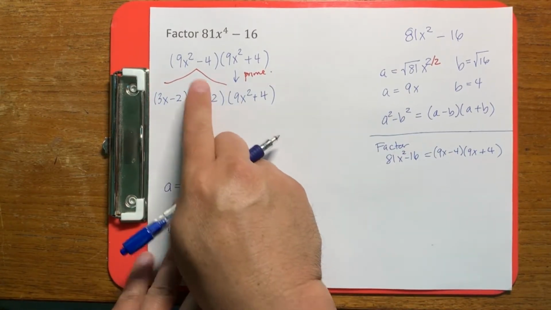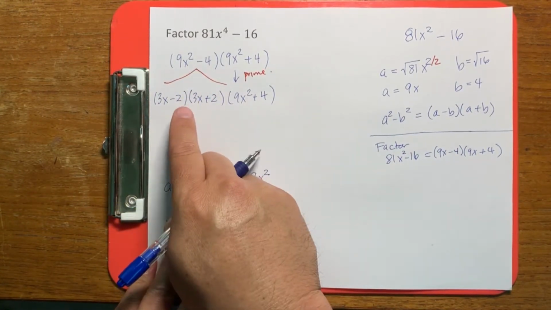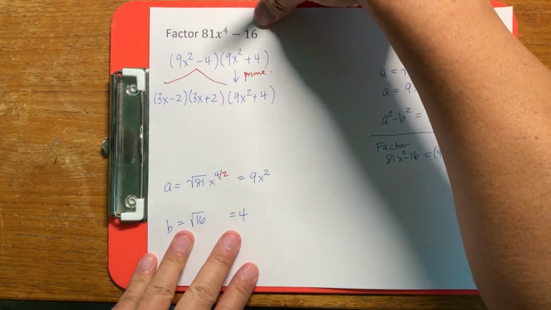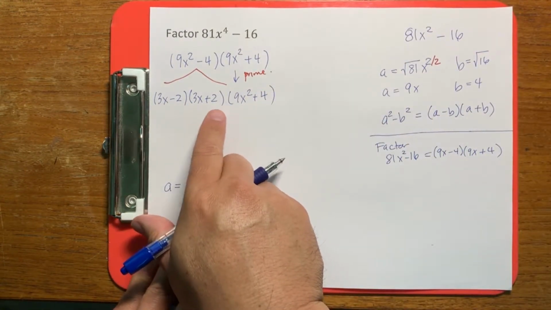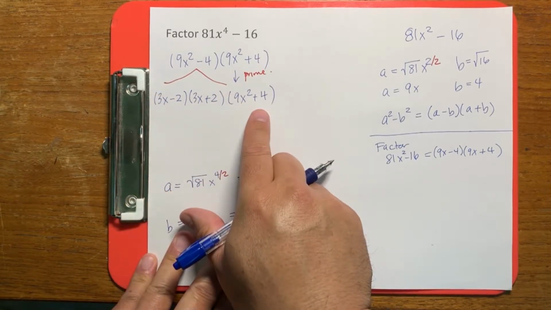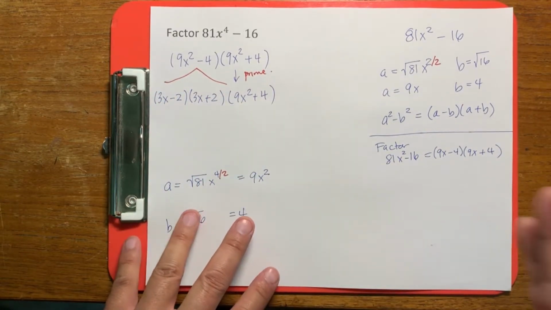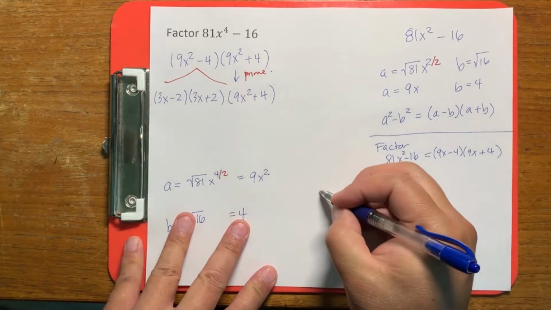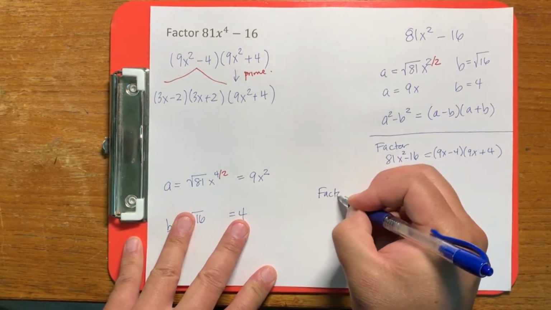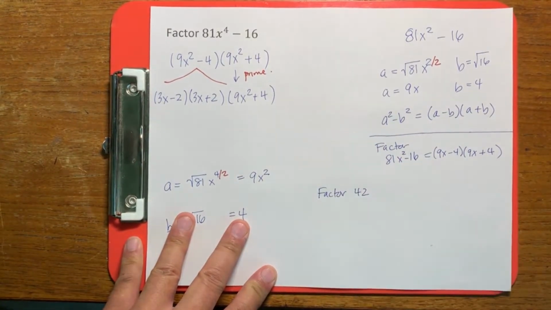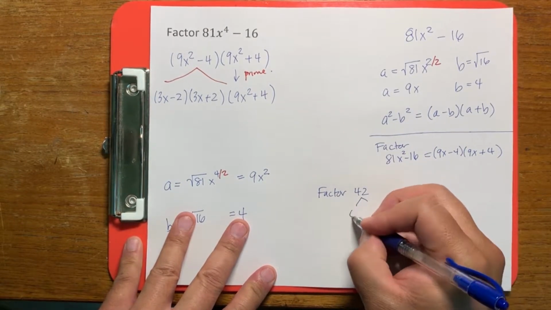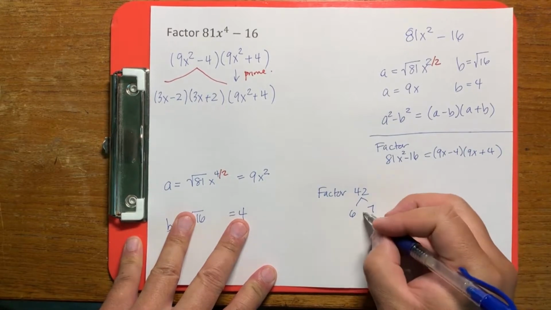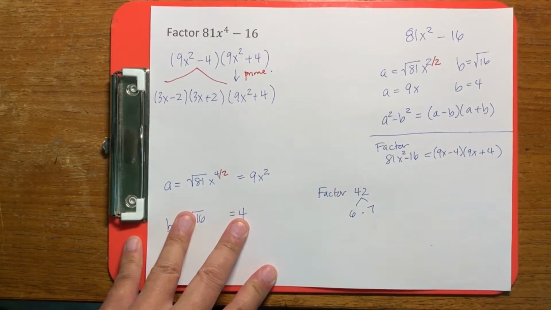See, this times this is equal to that. In order for me to get the original problem, I need to multiply this times this, and then that whole thing times this. So think of this problem, it's similar to my asking you to factor 42. So if I ask you to factor 42, you'll probably start with 6 times 7. And you go, wow, 42 is equal to 6 times 7.